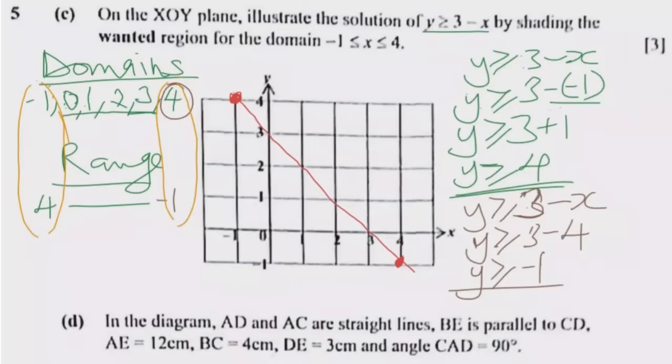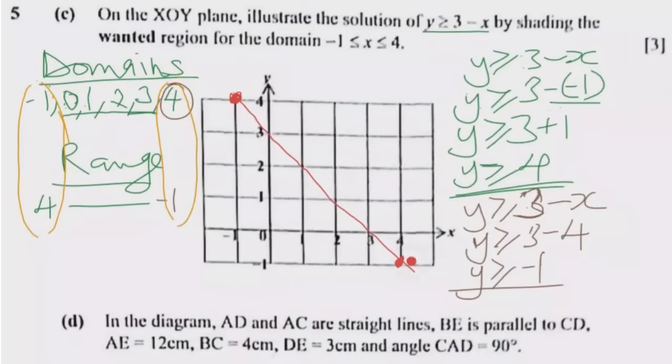Now once I've done this, the next thing is, the question is, on the x-y plane, illustrate the solution of y is greater or equal to 3 minus x by shading the wanted region for the domain, and we have -1 is less or equal to x, which is less or equal to 4. So what we want to shade is y greater than or equal to 3 minus x. So this is the range. Any part that is above, that's the one we're going to shade. Where the y is increasing, that's the one we're going to shade.